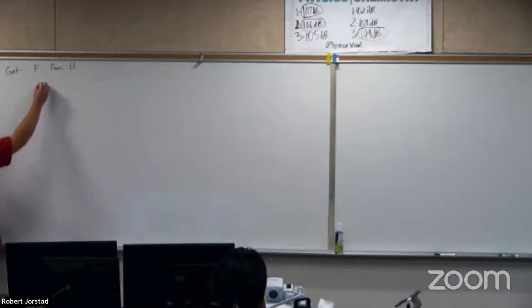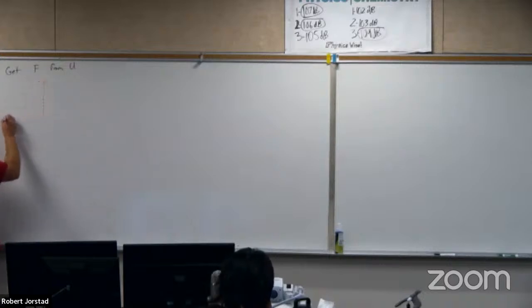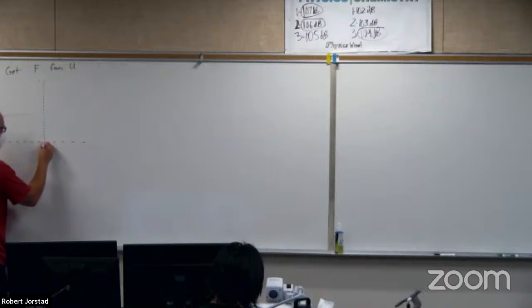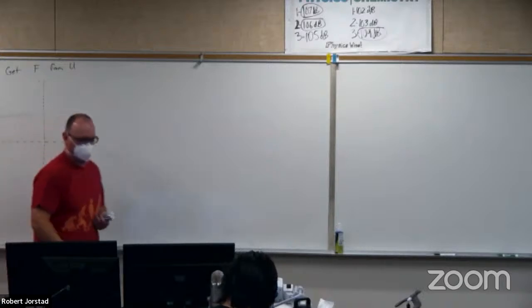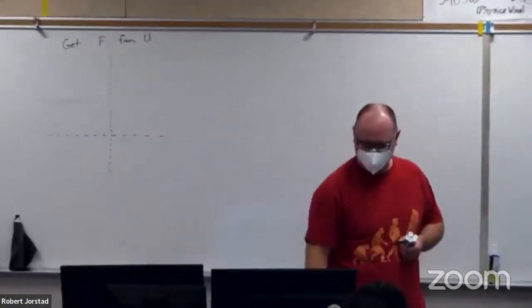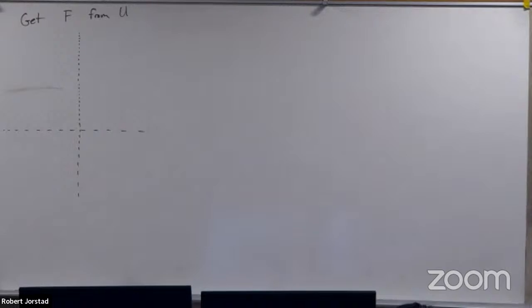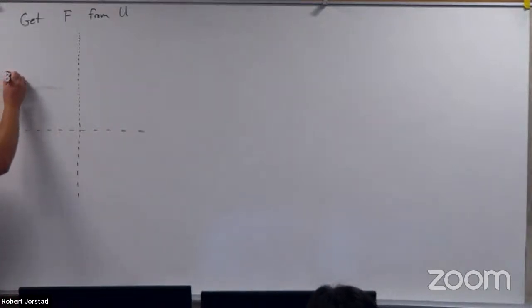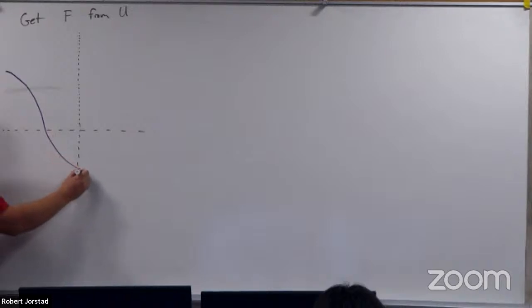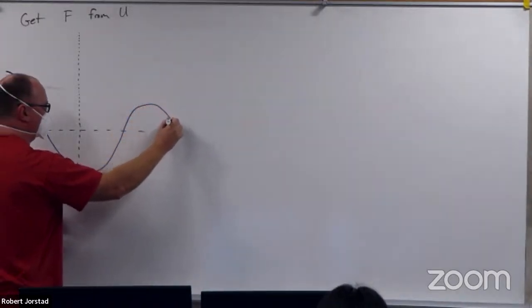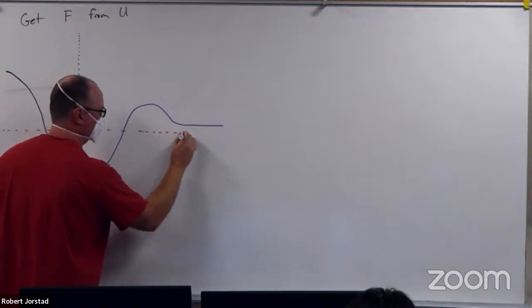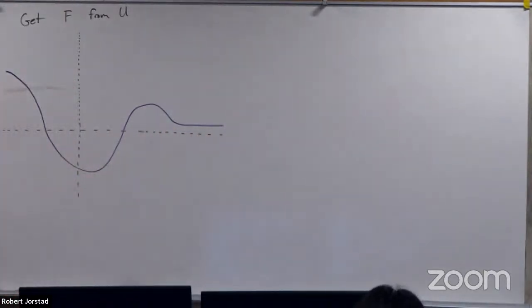Now we're going to review this one. Get F from U. And we talked about this already. Actually, I need to make this plot kind of big. Now the plot I'm going to draw isn't necessarily exactly the same as the one in the book, just because this will be a little bit simpler for me. Very similar, there's some ups and downs, etc.